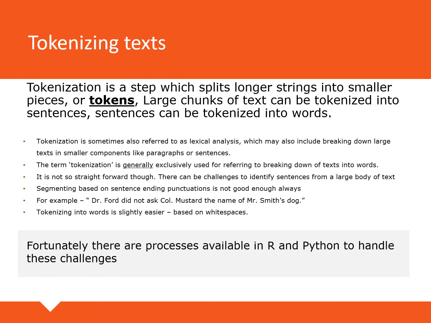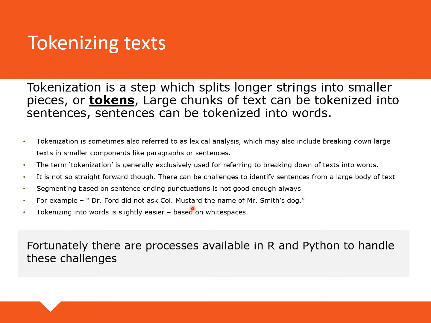Having said so, we can also tokenize big paragraphs or a collection of sentences into individual sentences. And when we are tokenizing text data into words, all that we are doing is segregating individual components wherever we see a white space, because typically in a sentence, two words will be separated by a white space.